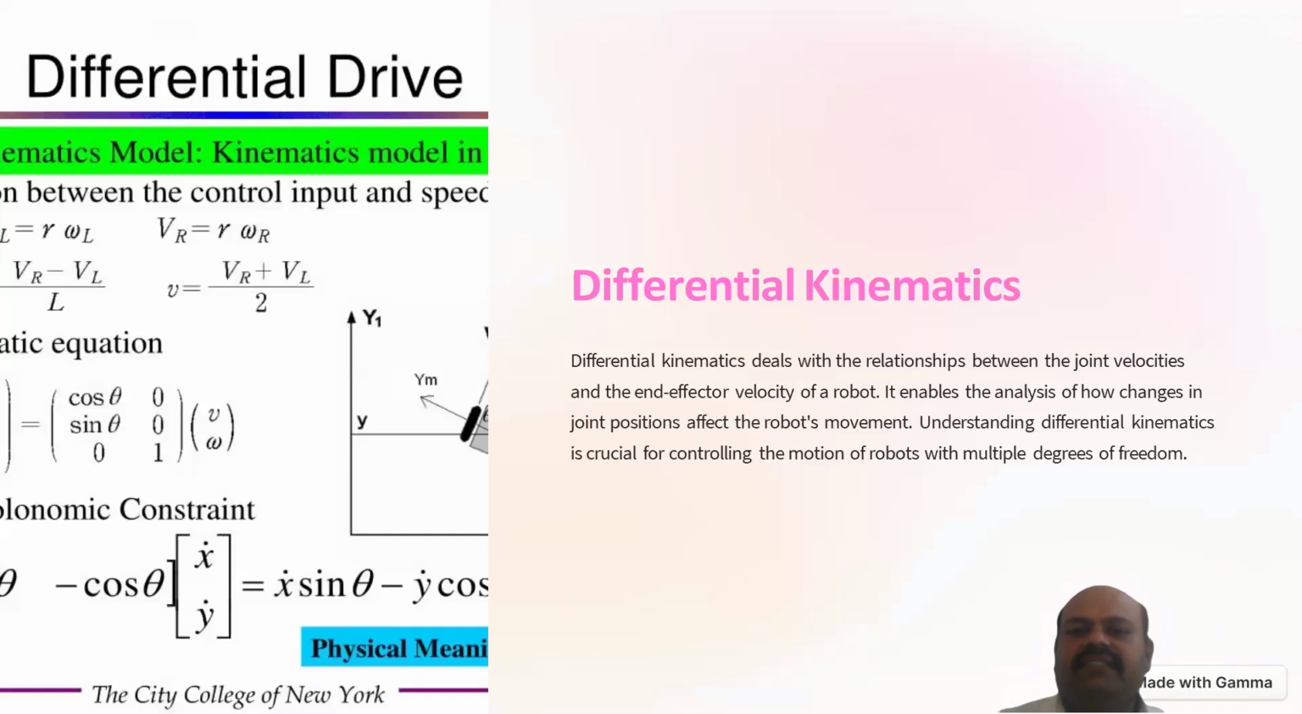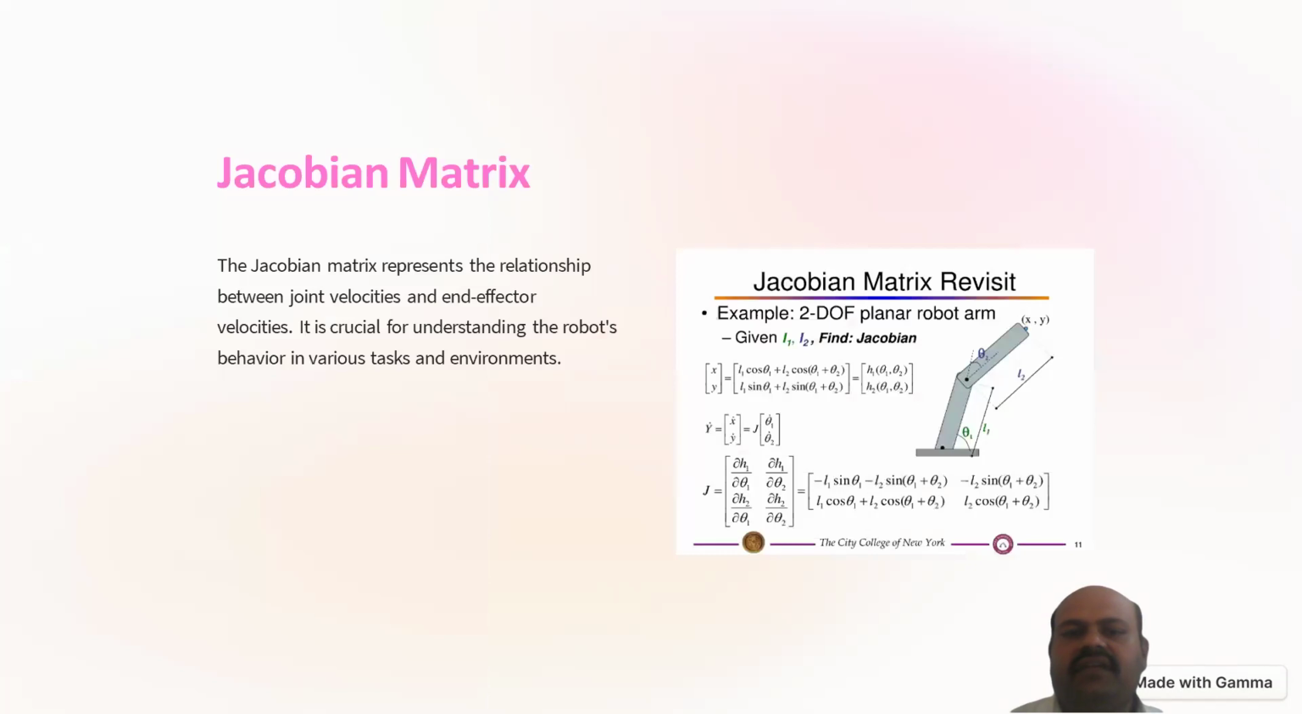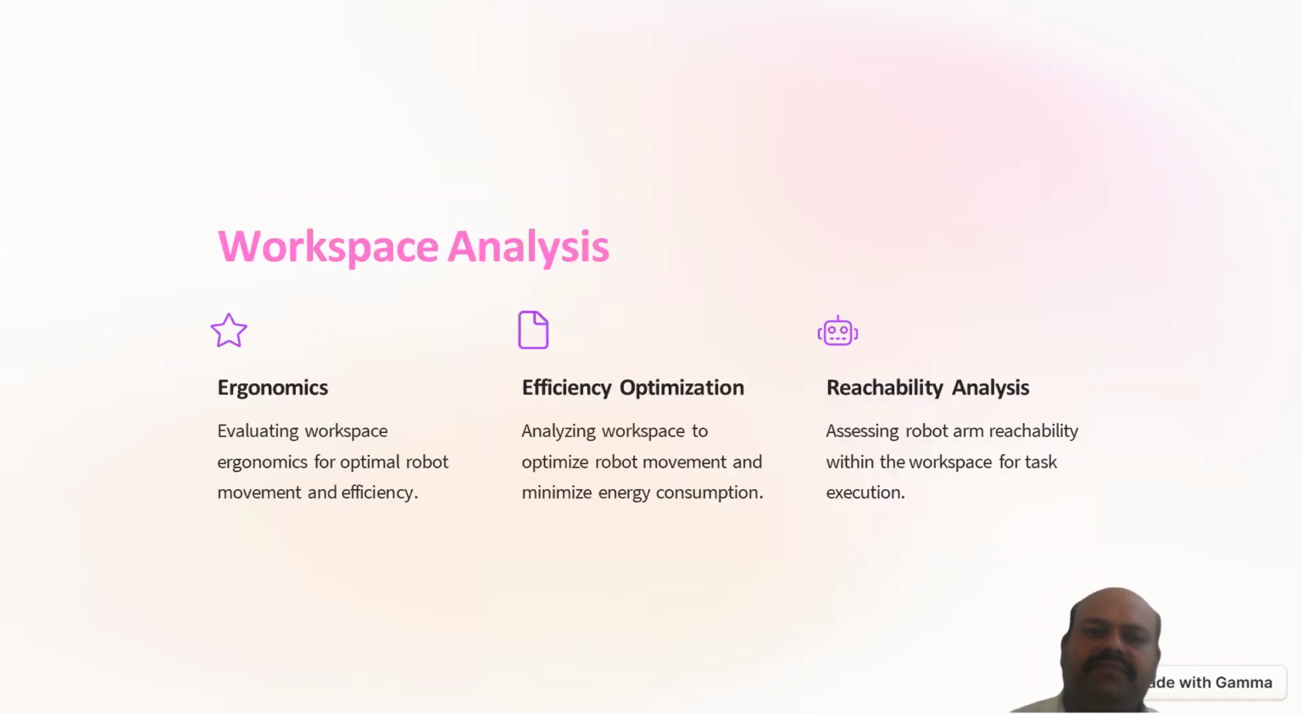Differential kinematics deals with the relationship between the joint velocities and the end effector velocity of a robot. It enables the analysis of how changes in the joint positions affect the robot's movement. Understanding differential kinematics is crucial for controlling the motion of robots with multiple degrees of freedom. The Jacobian matrix represents the relationship between joint velocities and end effector velocities. It is crucial for understanding robots' behavior in various tasks and environments.